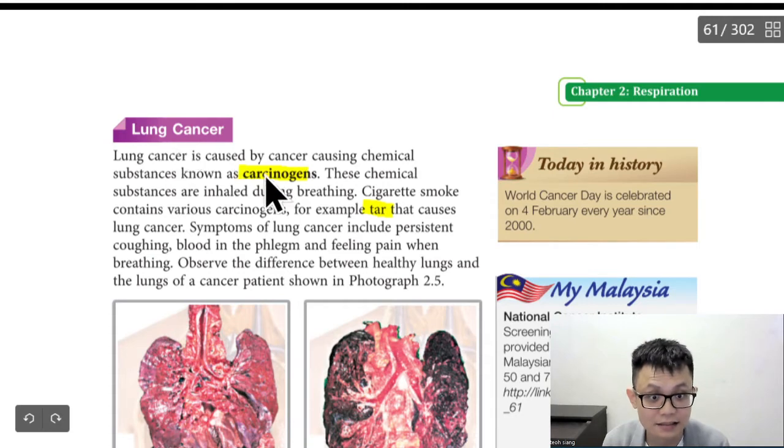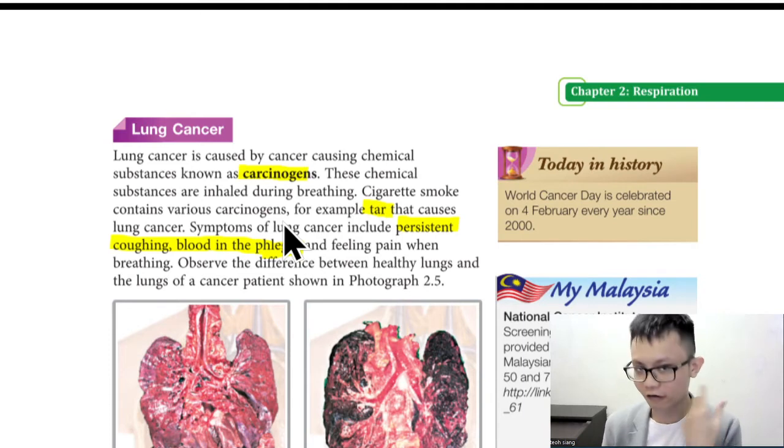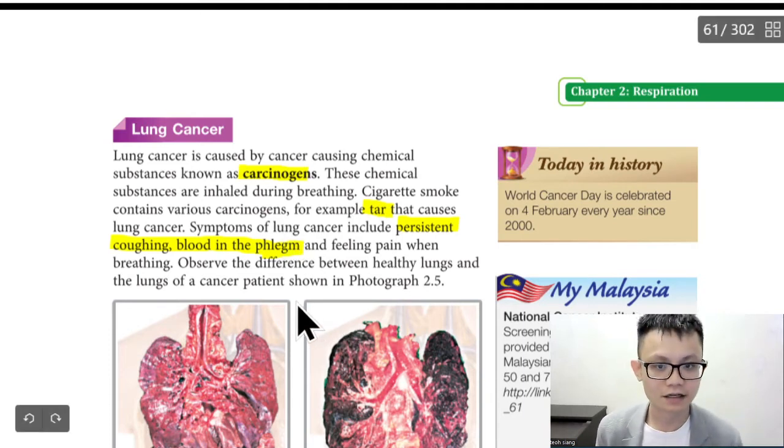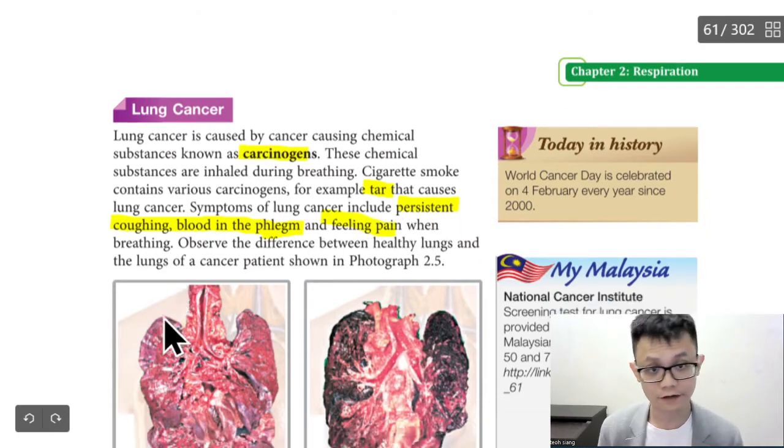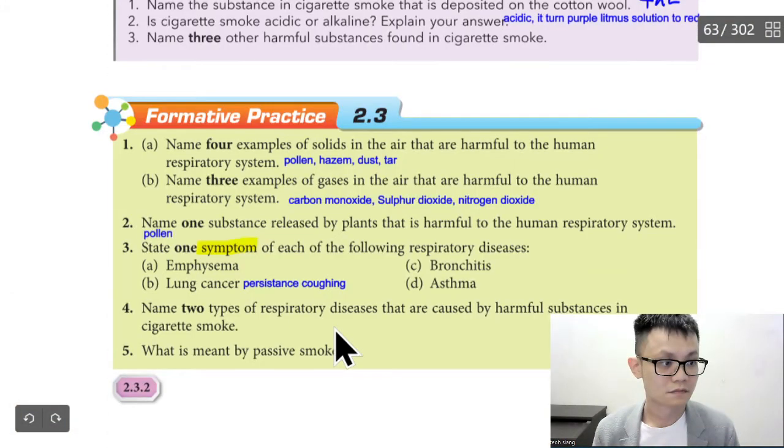For lung cancer, the symptoms are persistent coughing, coughing up blood, and phlegm. Phlegm is the liquid. And feeling pain when breathing. So these are the symptoms. Maybe I just write one. Persistent coughing is enough. Okay, so for lung cancer, we can say persistent coughing.